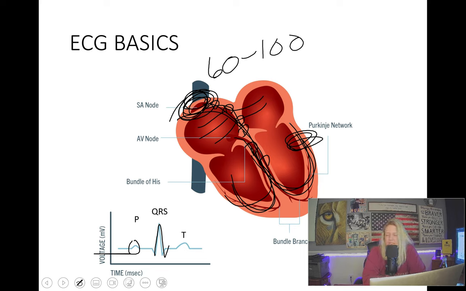That means my QRS is 0.08 because it's two boxes, right? One box is 0.04, so two boxes is 0.08. So my QRS is 0.08, and I want it to be 0.10 or less, and it is, right? So my QRS here is narrow. It is narrow.